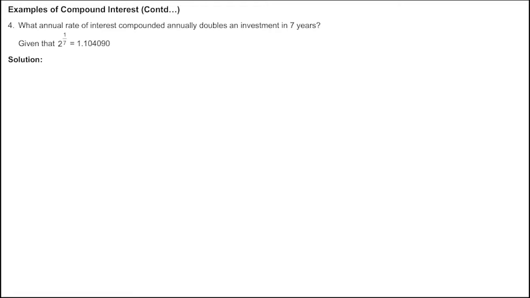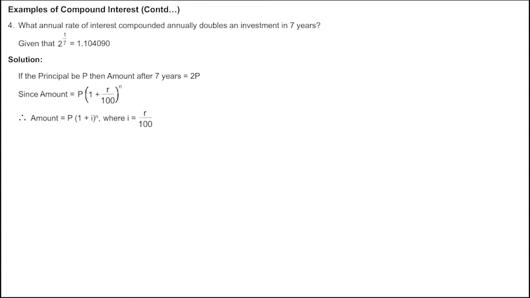Now what is given to us? The investment is becoming 2 times after 7 years. So if the principal is P in the beginning, then the amount after 7 years becomes 2P. So here we'll use the formula amount is equal to P into (1 + R/100) whole raised to the power n. Now for the sake of simplicity, R upon 100 can be written as I. So in the formula, P into (1 + R/100) whole raised to n can be written as P into (1 + I) whole raised to n, where I is R upon 100.